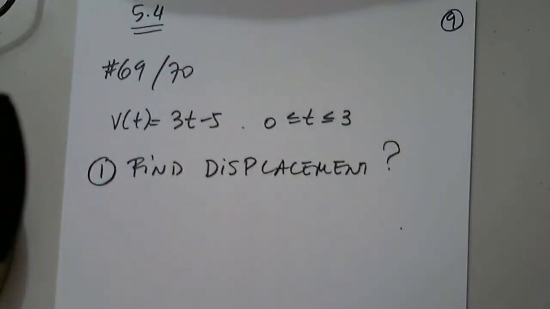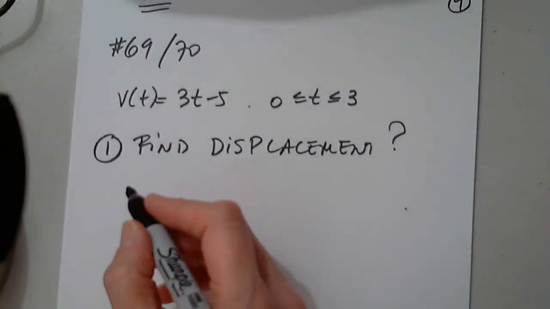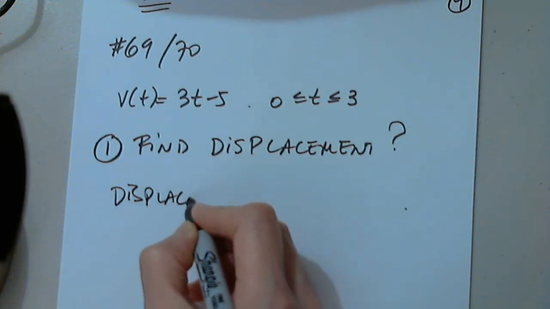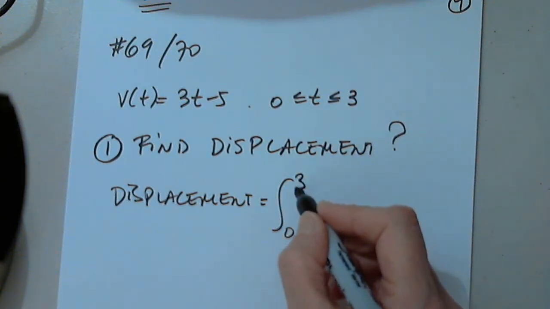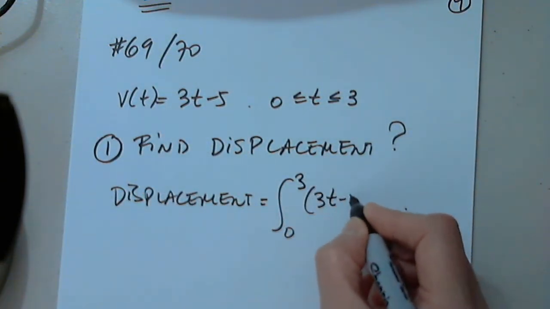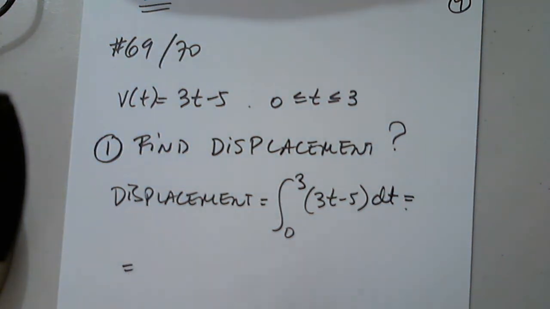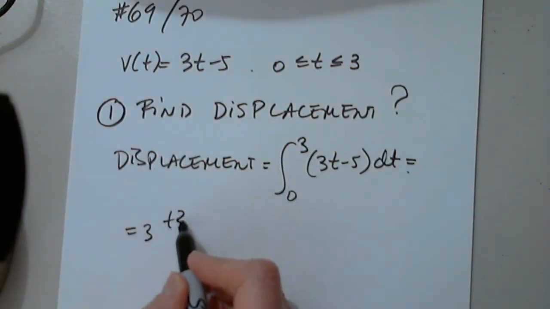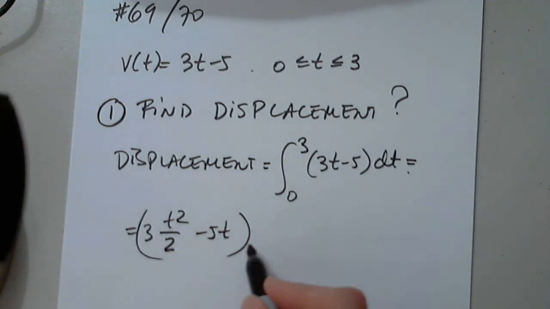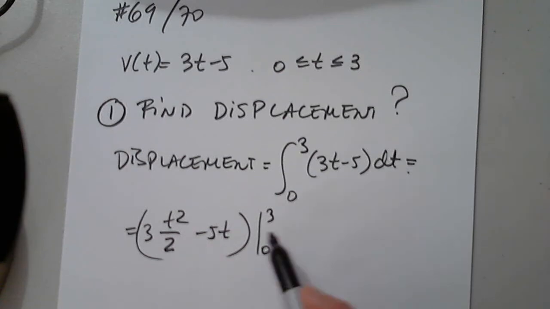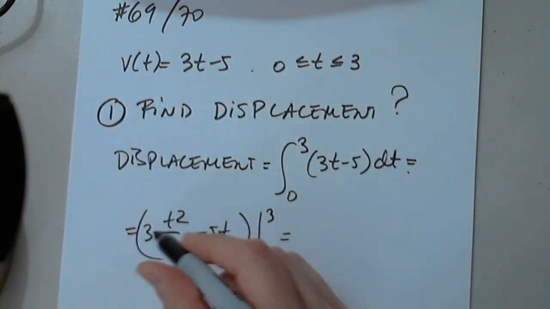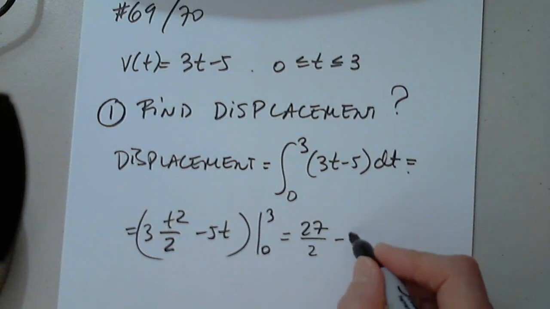So let's find it. By definition, the displacement is simply the integral from 0 to 3 of v of t dt, which is 3t squared over 2 minus 5t from 0 to 3. Luckily, I don't have to plug in 0 because this will be 0. Careful, if it's e to something, it's not going to be 0, but it's a polynomial. So I only plug in 3. So 9 times 3, 27 over 2 minus 15.